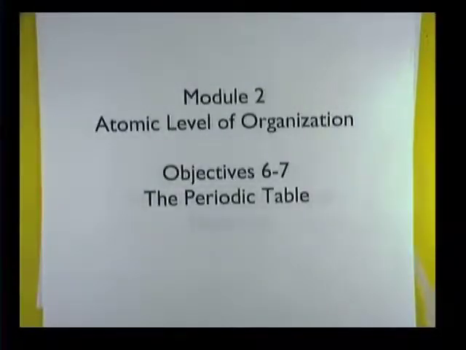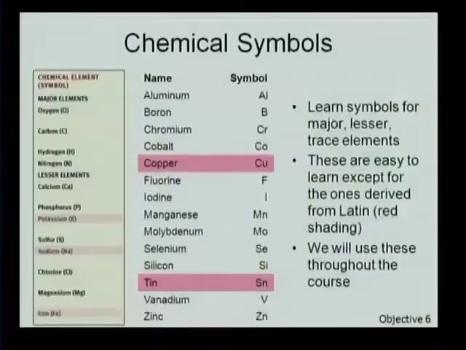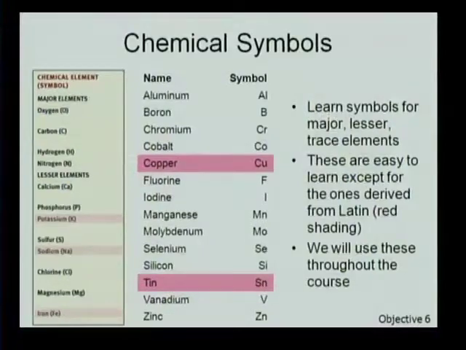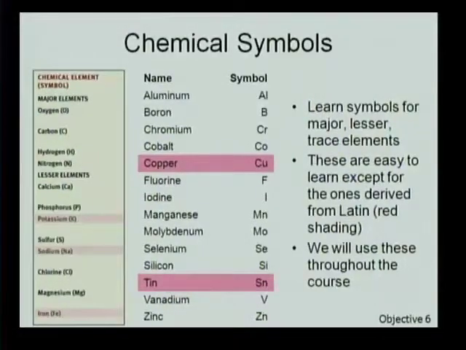So in this next part, I'm going to cover objectives 6 and 7, which are the periodic table. In order to understand the periodic table, the first thing we have to do is look at the chemical symbols that make up the periodic table. We were introduced to some of these before in Module 2, Objective 1. But I'm going to bring up the periodic table that we're going to use here in just a minute.